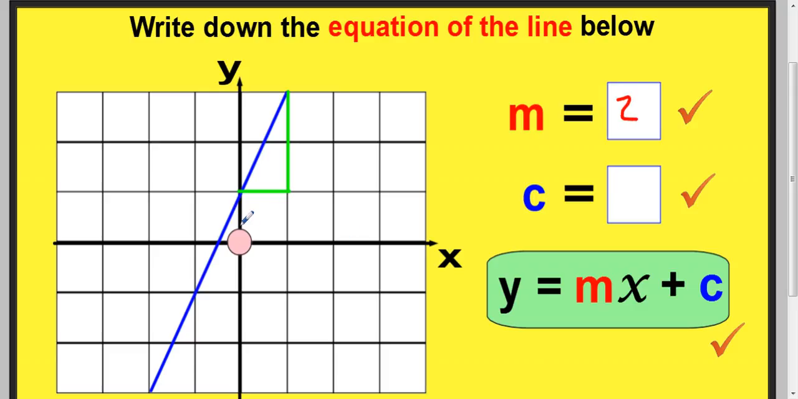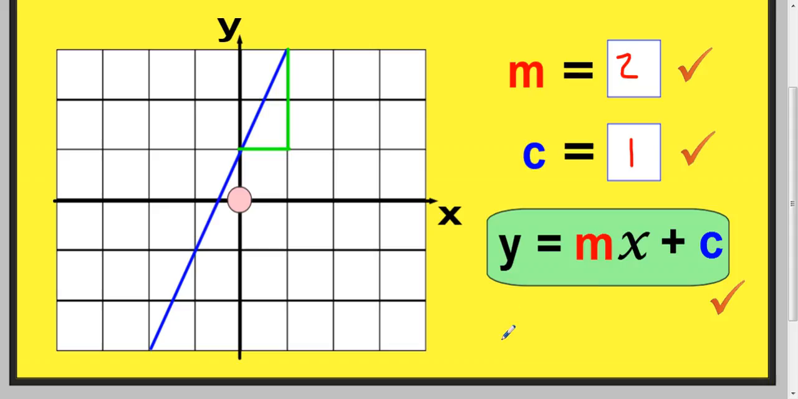And I can see the intercept is here. So the intercept is 1 box up, so that's just 1. So if I had to write my equation, it would be y equals gradient's 2, 2x plus 1.